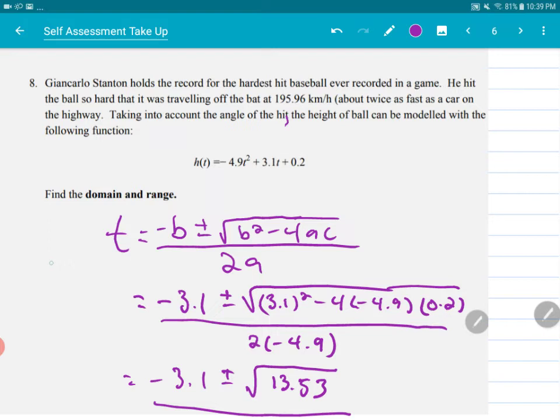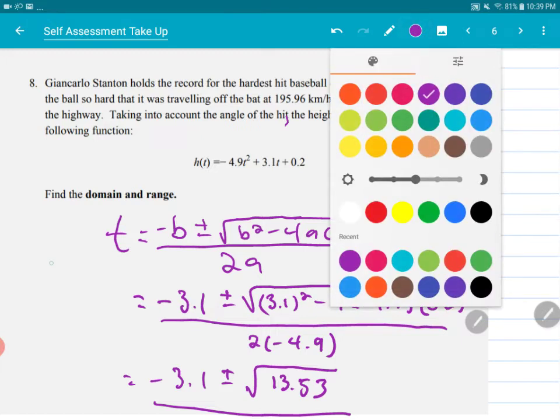Our goal is to find the domain and range. So that's a tricky one. There's a lot going on there and a lot of information that's just there for fun facts.